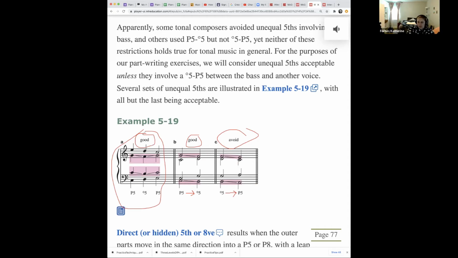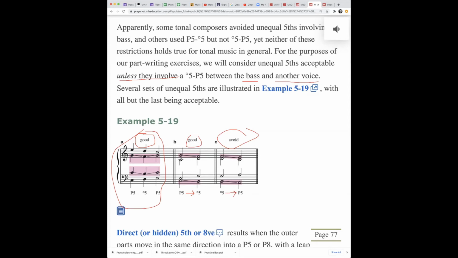Bass and soprano specifically, not just any other voice? No. Wait, say that again. Specify that one more time. Does it have to be specifically within the bass and soprano? No, unless they involve the bass and another voice. Oh, okay, I see that now. Yeah, I think you're thinking of the direct octaves. Correct. Just trying to clarify. Yeah, we're good.